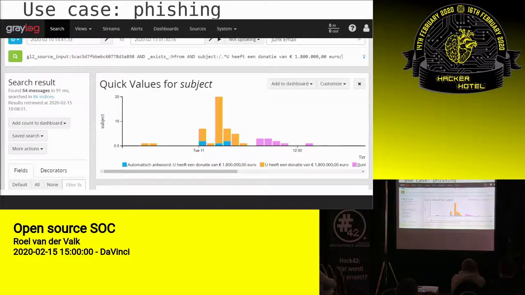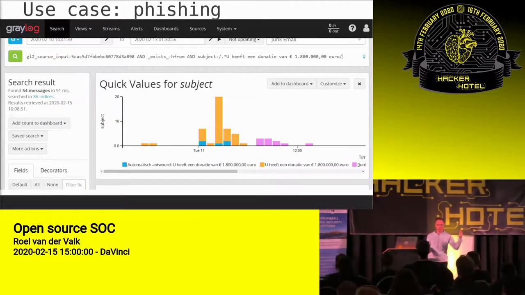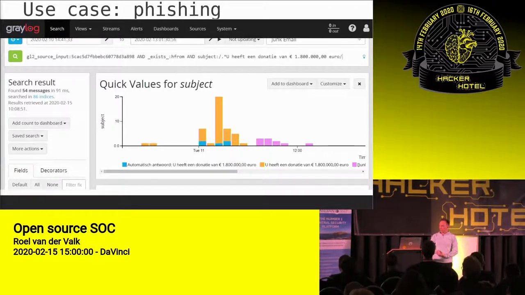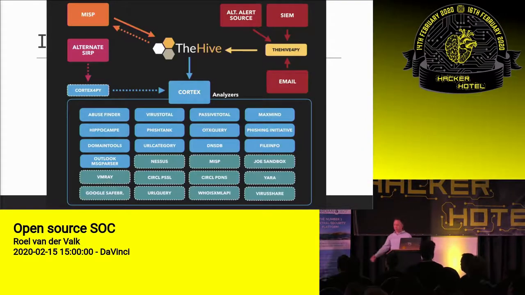From Graylog, you can generate alerts, and these alerts are in the form of email. So what you do is you make a mailbox, or it could be a mail server, where the mails come in. And then you can have an incident response platform to take actions on these alerts, because that's not in Graylog. For that we use TheHive.